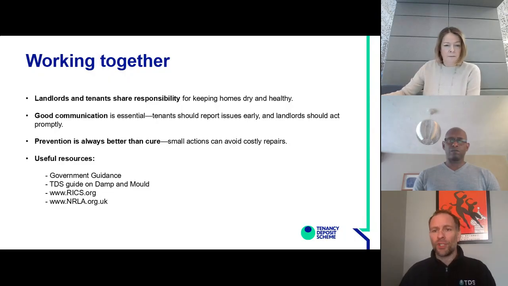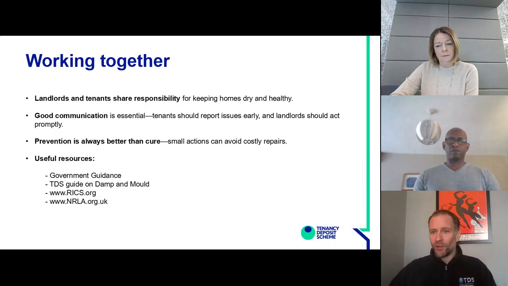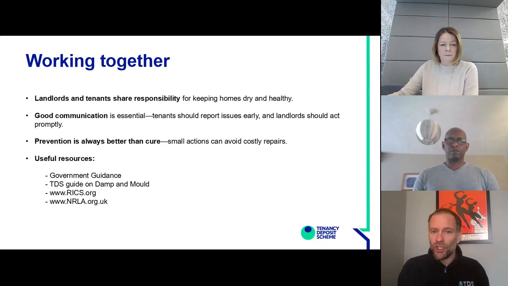Tenants should feel able to make those reports and know that their reports are going to be listened to and investigated properly. Unfortunately, in the cases that I tend to see come through, the standard response is for the agent to just send them how to deal with damp in the property, and it'll just say open the windows more or turn the heating on. And as we've learned, that might not be the reason why we've got an issue with mould and damp. So it feels to the tenant like you're just transferring it back onto them. So good communication is essential, working together to act promptly.